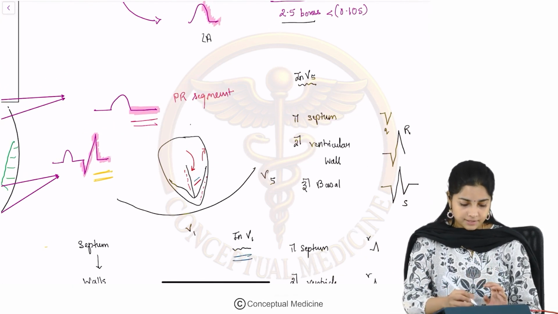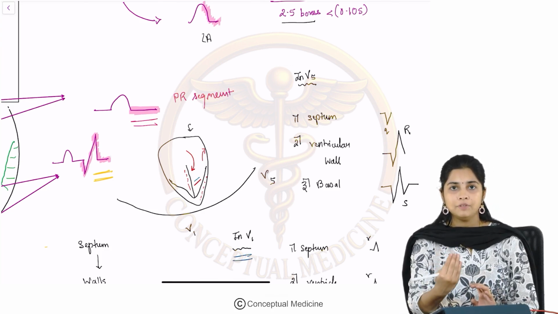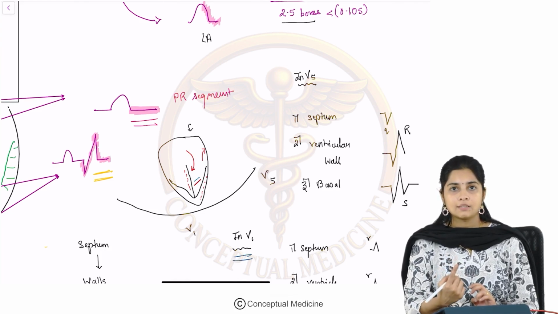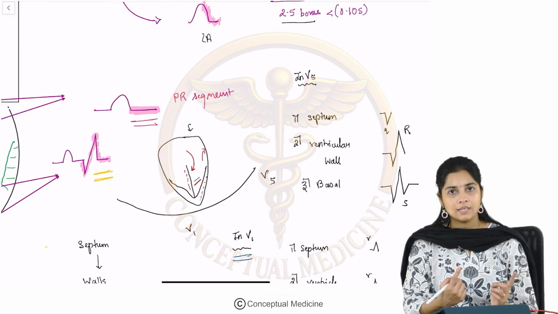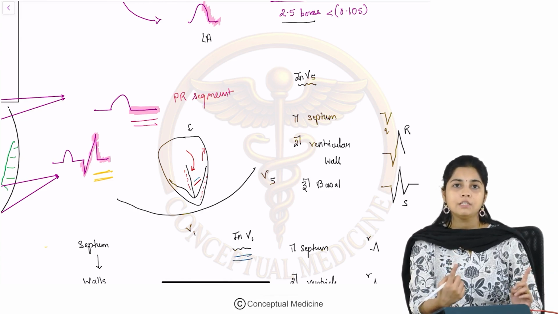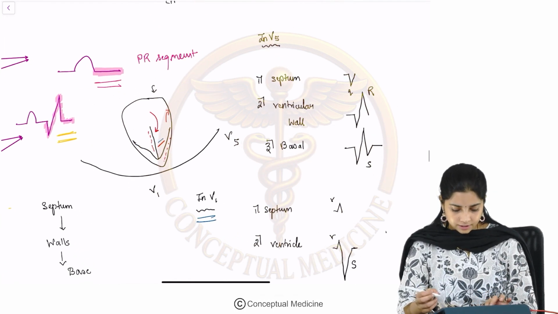Now, the heart is represented here, right. So, where is the lead V1? The V1 basically looks at the septum, and V5, V6 are the lateral leads. So, how is the QRS complex morphology different in V1 as compared to V5, V6? Let us look at V1.